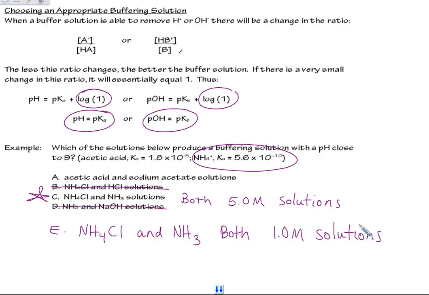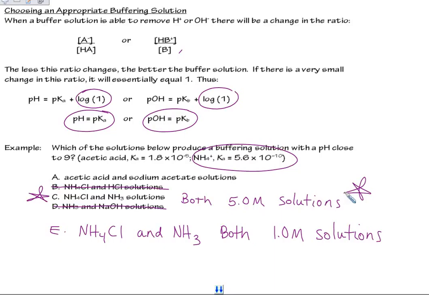And now they said, which is the best choice for making a buffer solution with a pH close to 9? They'll both give me a pH close to 9, but the more concentrated solution has a greater buffering capacity. So that might be another little trick they could throw at you. If I had to choose between two buffers that both had a pH of 9, the better buffer is the one with the greater concentration.